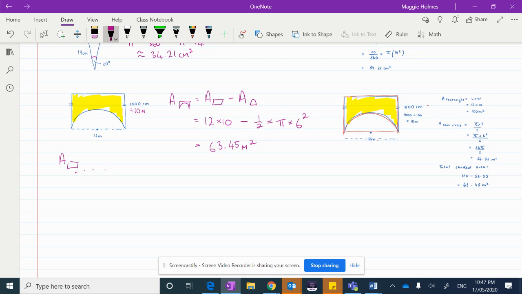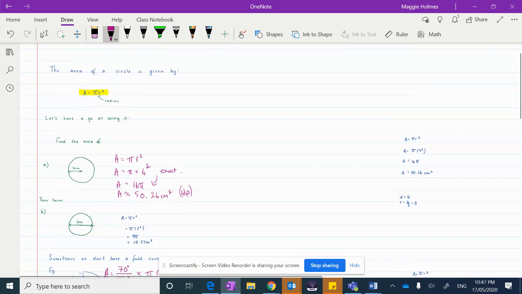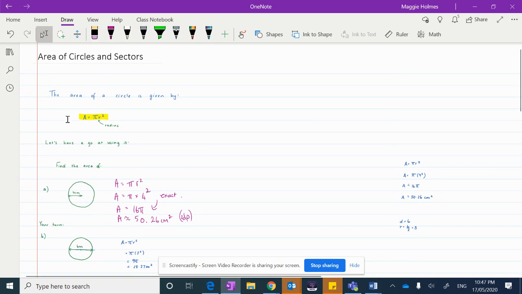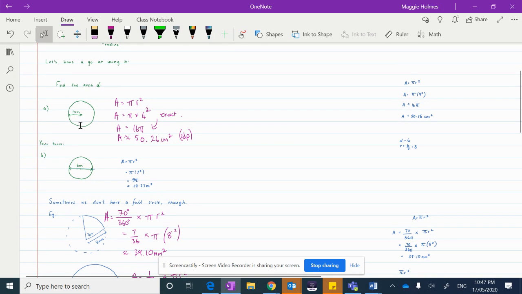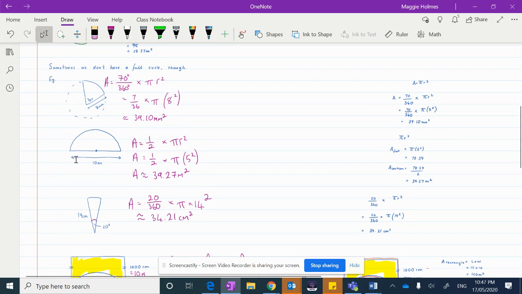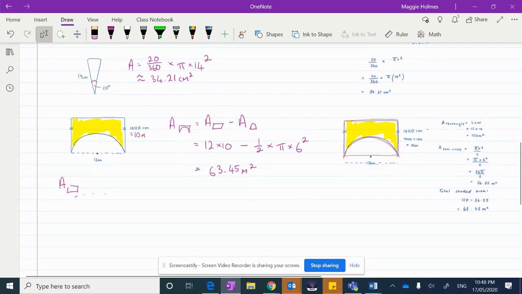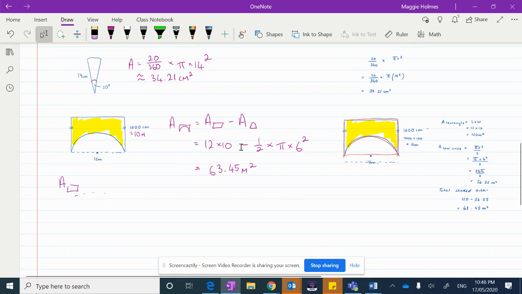And that's it. So just to recap, we looked at our area of a circle formula. We did examples with the radius and diameter given. We did sectors, where the angles are told to us and with different units, and where you can just tell that it's a semicircle. And then we did a more complex example, and we talked about the setting out that you need to do for that.